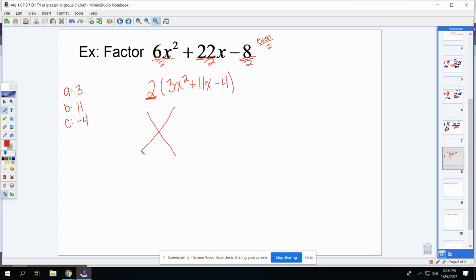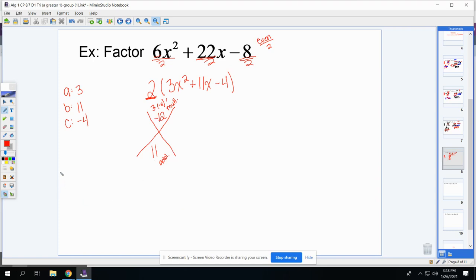So here we have our X method. This is going to be 3 times negative 4, which gives us a negative 12. So we got a negative 12 on the top with a positive 11 on the bottom. Okay, negative 12 on the top with a positive 11 on the bottom. So remember, we need to multiply to get a negative. We need to add to get a positive.